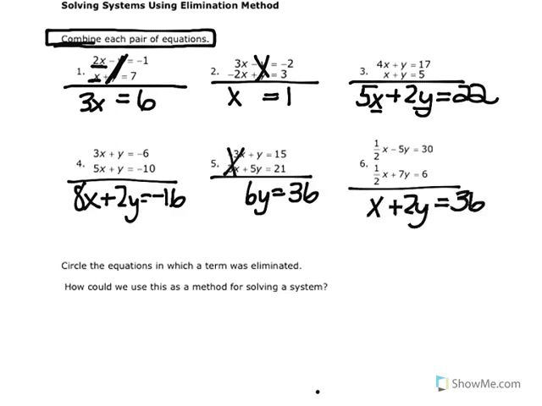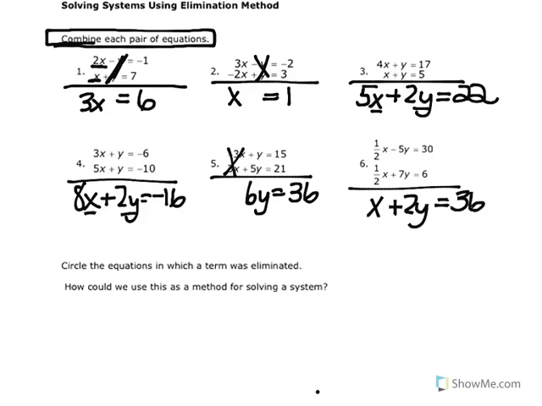Okay, so let's take a look at your answers on number 4. We have 3x plus 5x is 8x. 1y plus another y is 2y. And negative 6 minus 10 is negative 16. So we have both x's and y's left on this one. On number 5, negative 3x plus 3x cancels out. Y plus 5y is 6y. 15 plus 21 is 36. So we end up with 6y equals 36.